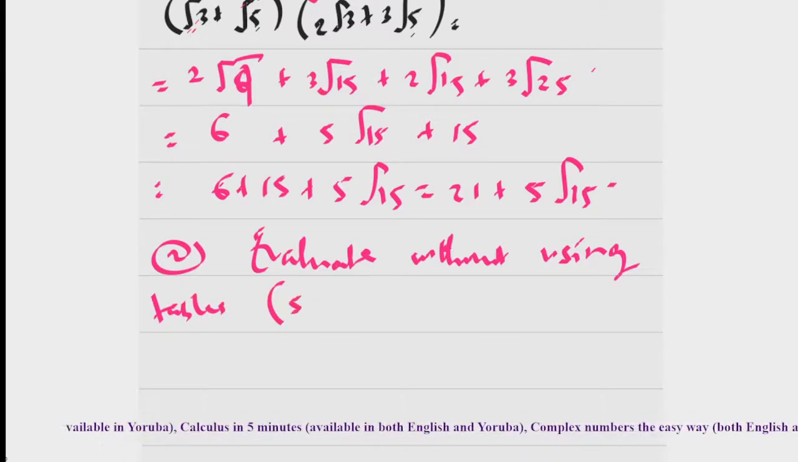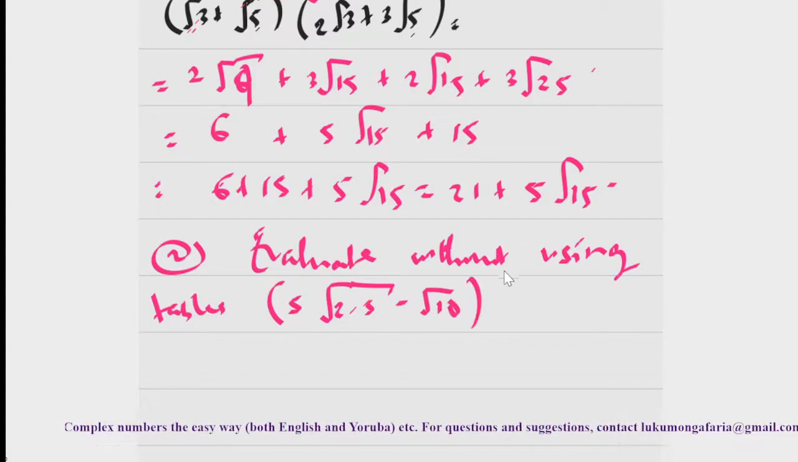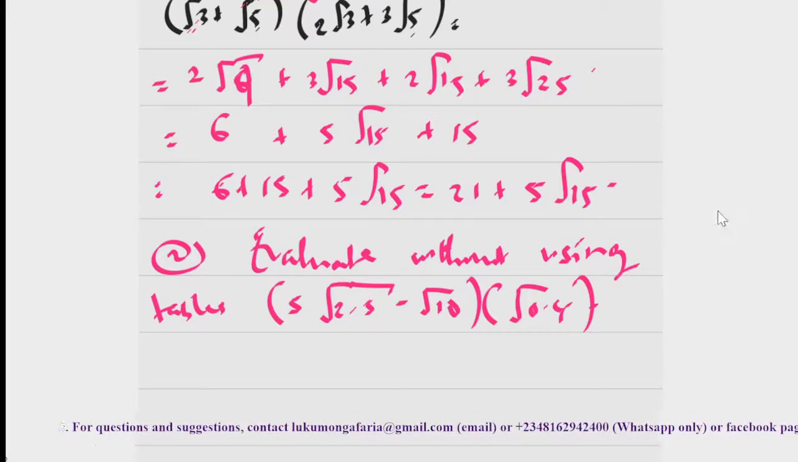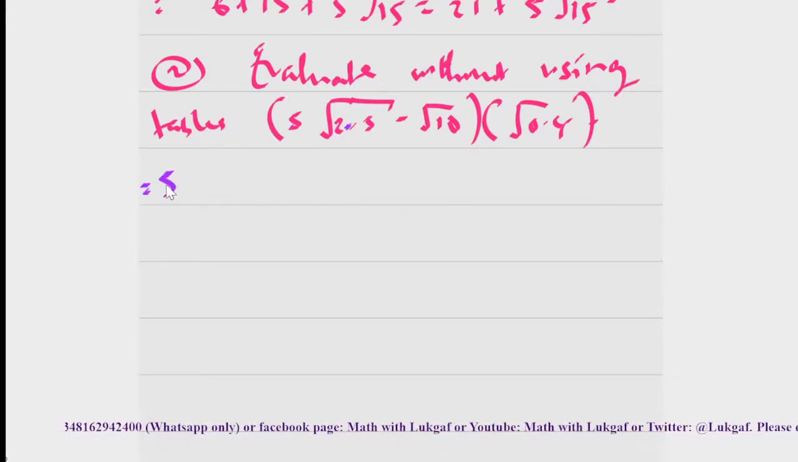Indeed, you can use a table to find square roots. So 5 root 2.5 minus root 10 root 0.4. You follow a similar approach. You can multiply this out. So this multiplied by this, then you have 5. Don't forget, when you are multiplying, you group them, number with number, radical with radical.